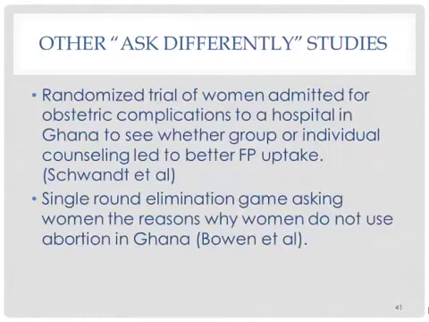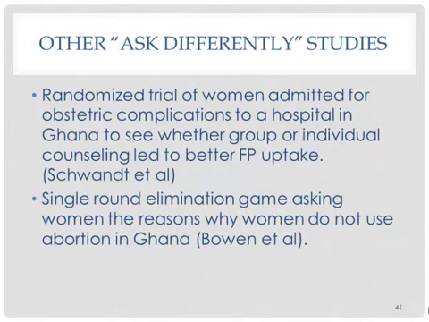Okay. So just two more quick things that we're working on in terms of Ask Differently studies. One is a randomized trial of women who were admitted for obstetric complications in a hospital in Ghana, and we want to see whether group counseling versus individual counseling improved family planning uptake. Probably the more interesting methodological one is we collected sort of tournament-style data and played a game with women to ask them why they think some women don't use abortion and why they think some women don't use contraception. And these two are sort of in process.